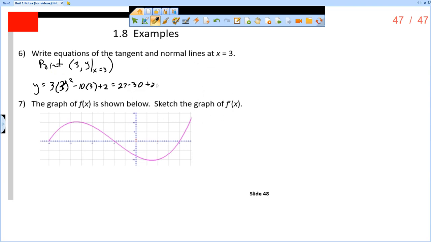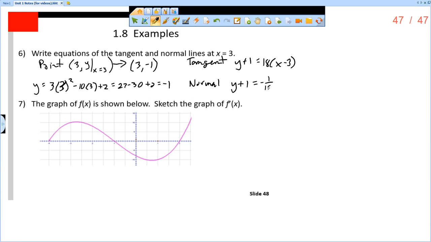All right, so 27 minus 30 is negative 3, plus 2 is negative 1. So my point is (3, negative 1). All right, and so now the slope of the tangent line we just figured out was 18. And so we have y minus negative 1 equals slope of 18 times x minus 3. All right, and then the equation of the normal line would be y plus 1 equals negative 1/18th.